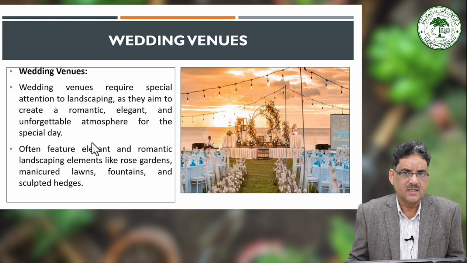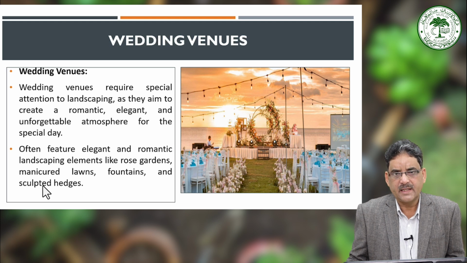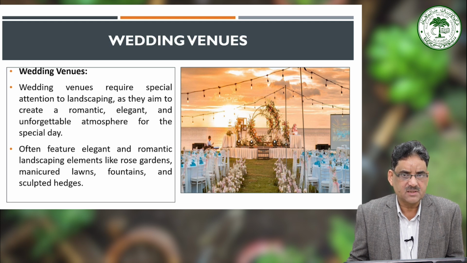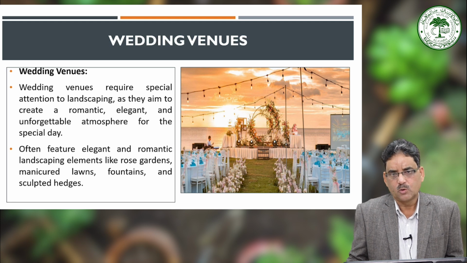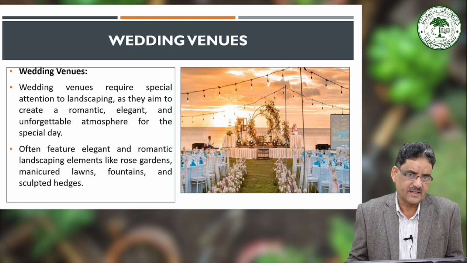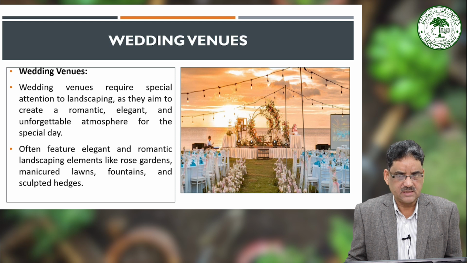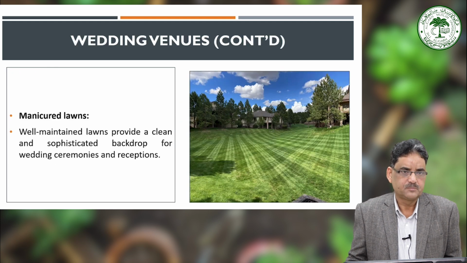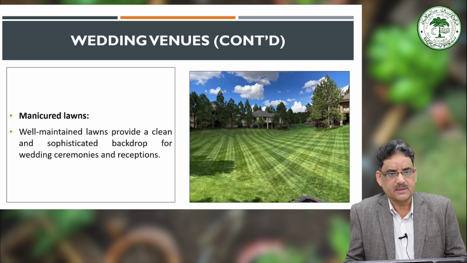Wedding venues require special attention to the landscaping as they aim to create a romantic, elegant and unforgettable atmosphere for the special day. Here are some key considerations for wedding venue landscaping, like rose gardens, a timeless symbol of love and romance. Rose gardens add a touch of elegance and fragrance to the wedding venue, as we can see in this image. Another point is the manicured lawns. Well maintained lawns provide a clean and sophisticated backdrop for wedding ceremonies and receptions.